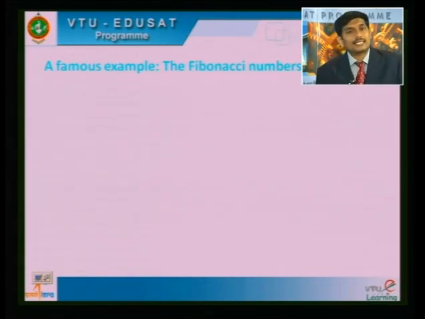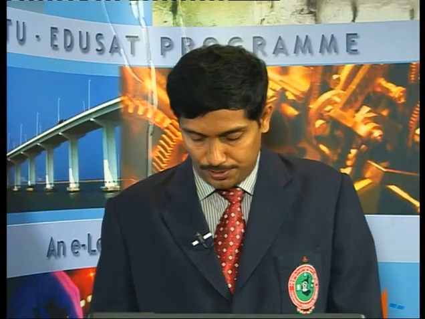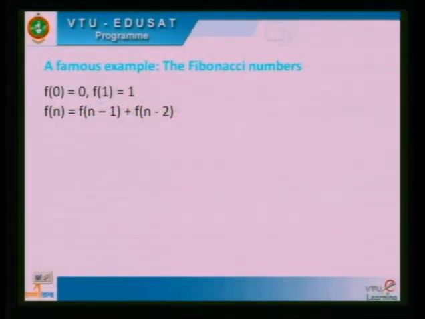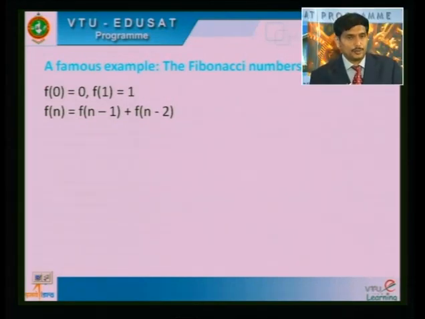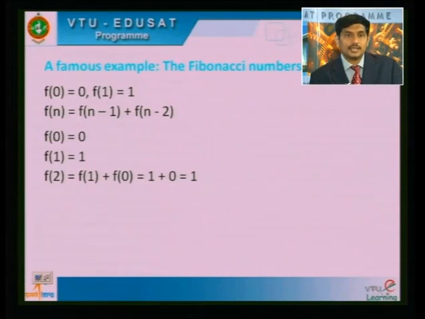We already discussed in the last class the Fibonacci numbers, the famous example related to a recursion relation. Here, we give a relation again: f of 0 is 0 and f of 1 is equal to 1. Then f of n is equal to f of n minus 1 plus f of n minus 2, where n is greater than 1, that is the real condition. If you put n is equal to 2 here, f of 2 is f of 1 plus f of 0, that is 1 plus 0, that is 1.